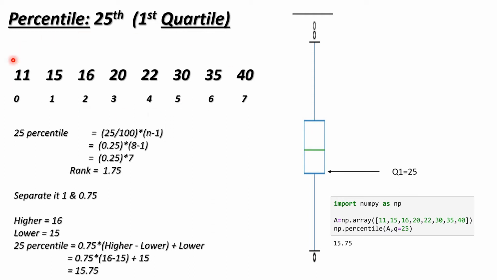So we have this data, we have 8 elements over here, with indexes starting from 0: 0 1 2 3 4 5 6 and 7. We have 8 elements. Now first of all we need to calculate the index of the 25th percentile. This is a simple formula: 25 divided by 100 into n minus 1. N minus 1 means the number of elements minus 1. So we have 8 elements, 8 minus 1 is 7. We got the rank, that is index 1.75.